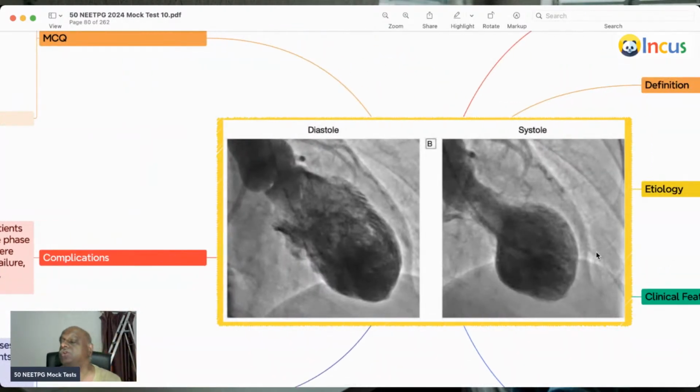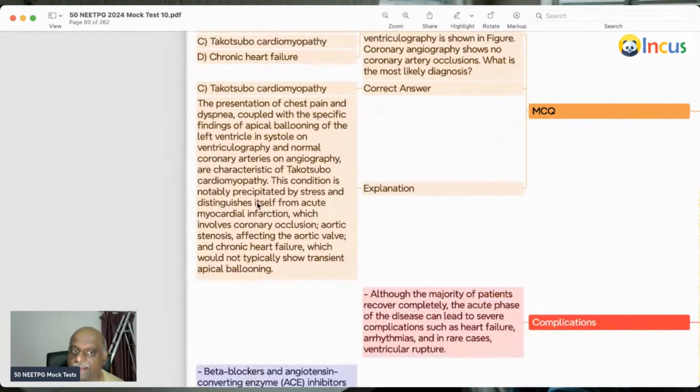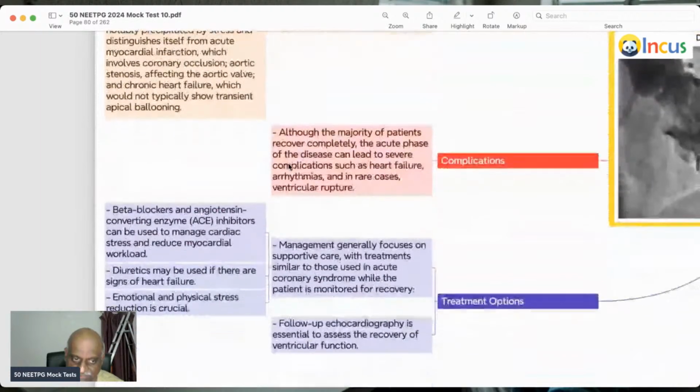So Takotsubo is a Japanese term, right? And typically it is a cardiomyopathy precipitated by stress. And apical ballooning is a very, very characteristic feature.